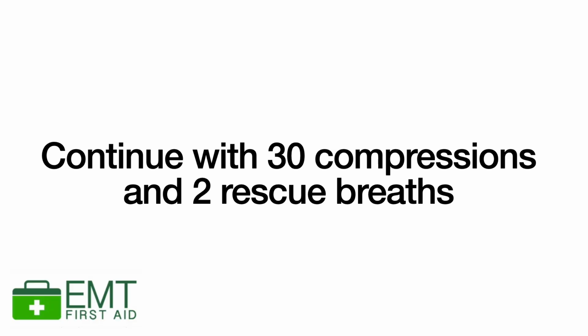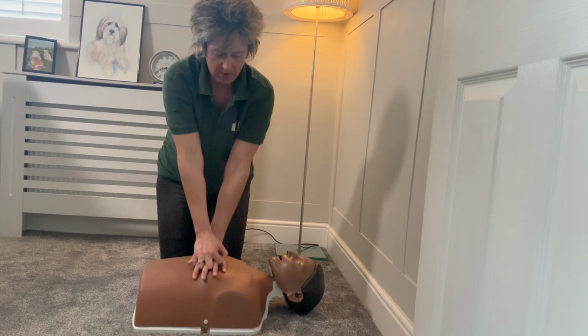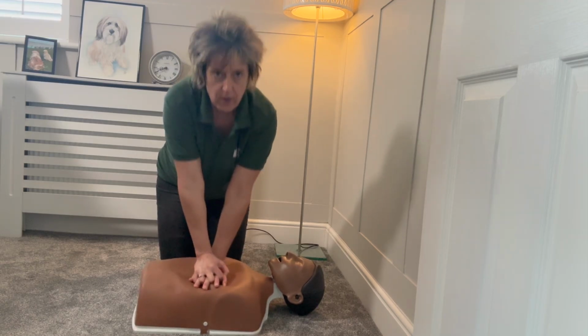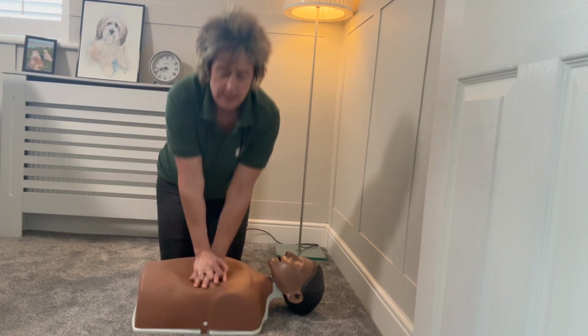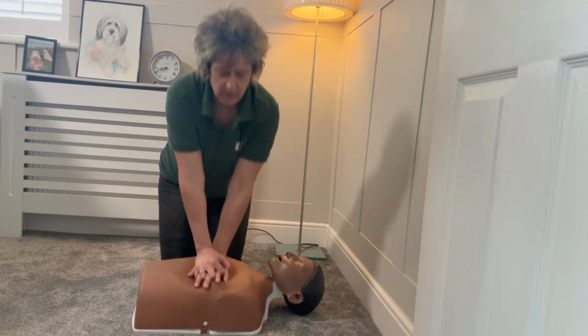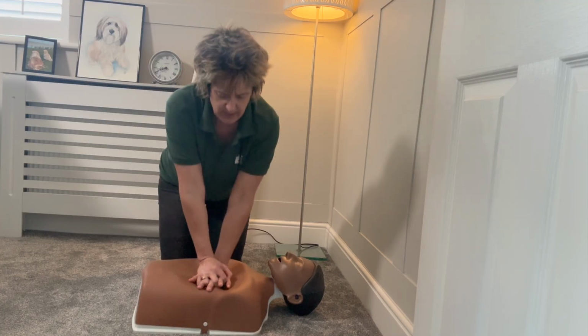Then we're going to continue with 30 compressions and 2 rescue breaths, using the same speed as before, 100 to 120 compressions per minute. Then we're going to make sure we're pushing down 5 to 6 centimeters, ensuring you're taking the pressure off the chest, and we keep going until someone else can take over.